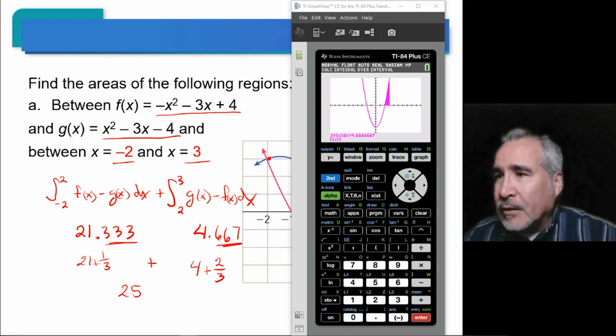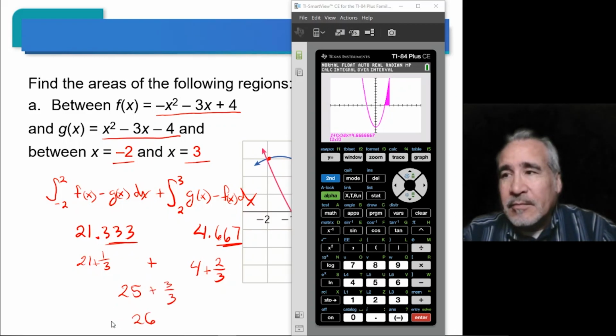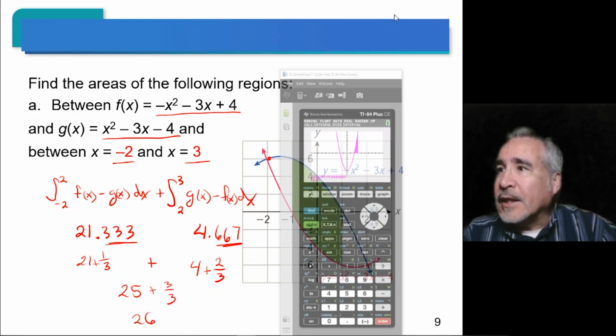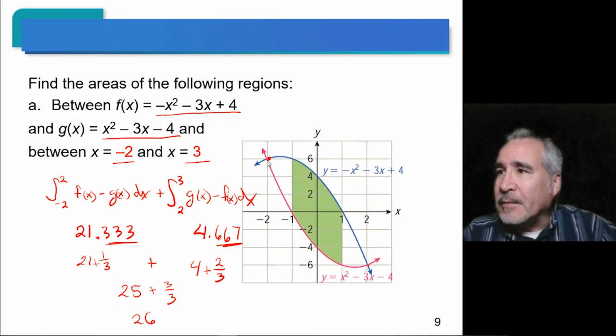And again, we don't have to do any subtractions. I'll cut 1/3 plus 2/3. So we got 26 as our answer. Okay. So notice what we ended up doing is we got the area from this intersection all the way to here.